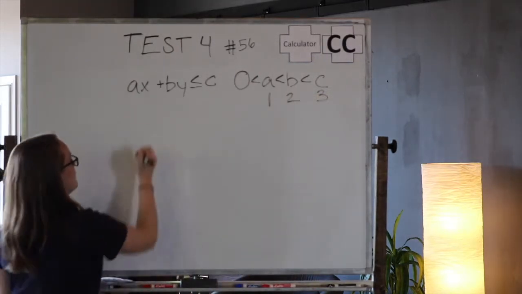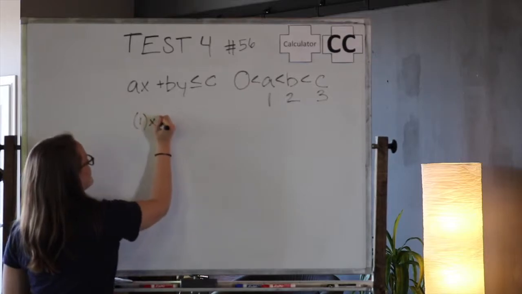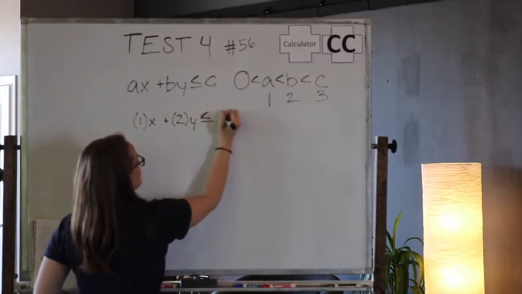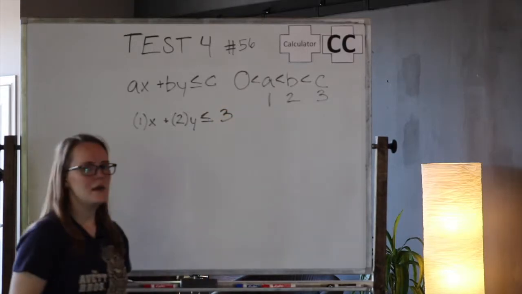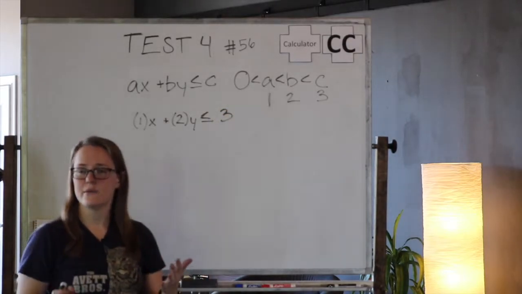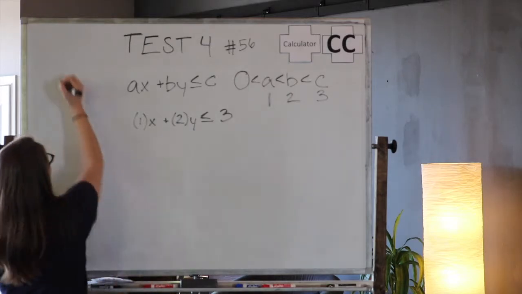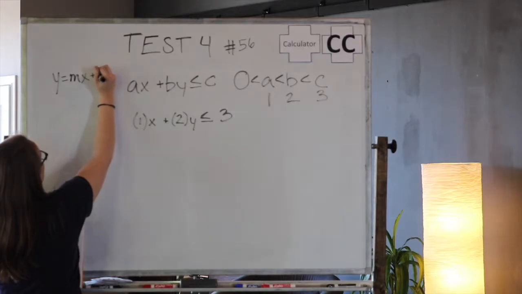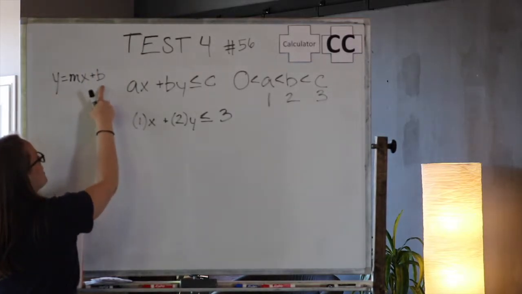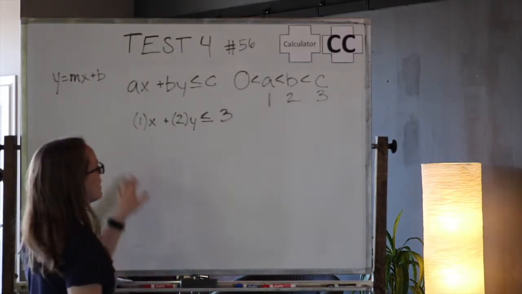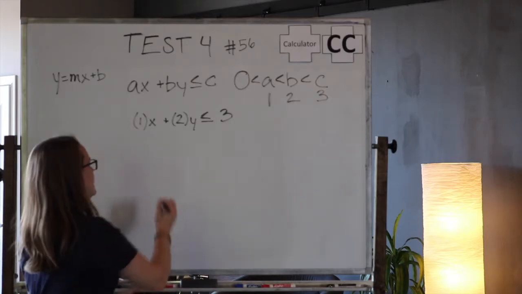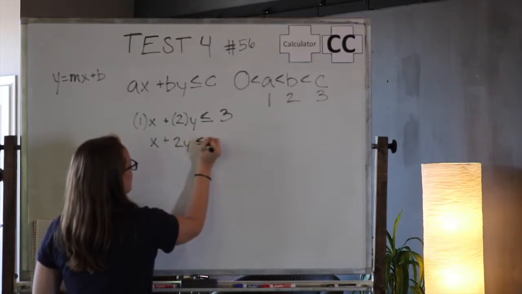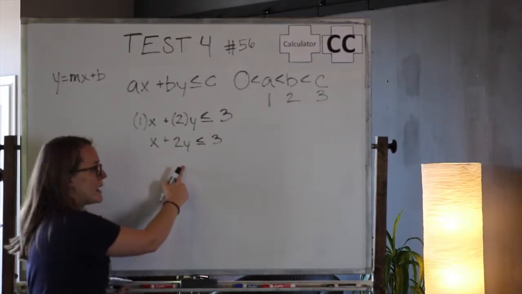So now we have 1x plus 2y is less than or equal to 3. So if we want this to look like a line, we're going to have to convert it to slope-intercept form, which is y equals mx plus b, where m is the slope and b is the y-intercept. So let's go ahead and figure out how to convert this. So x plus 2y is less than or equal to 3, and we want y by itself.